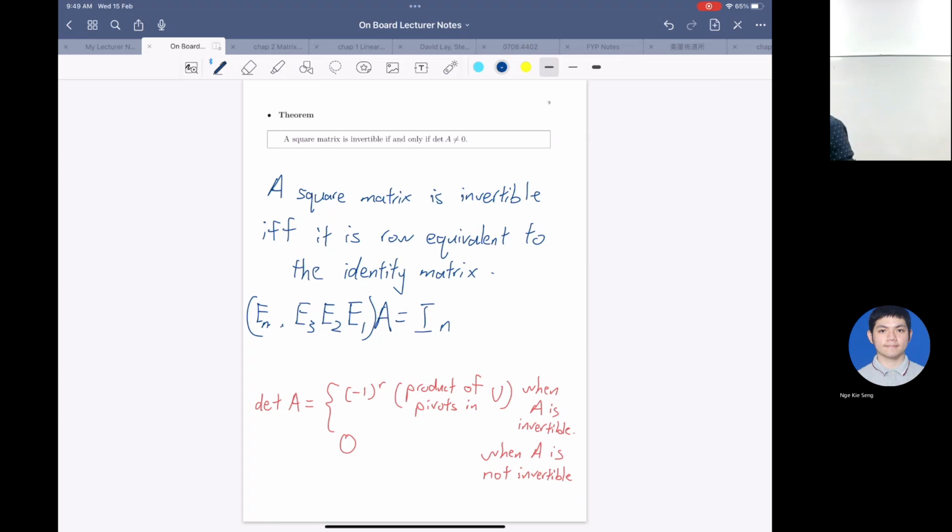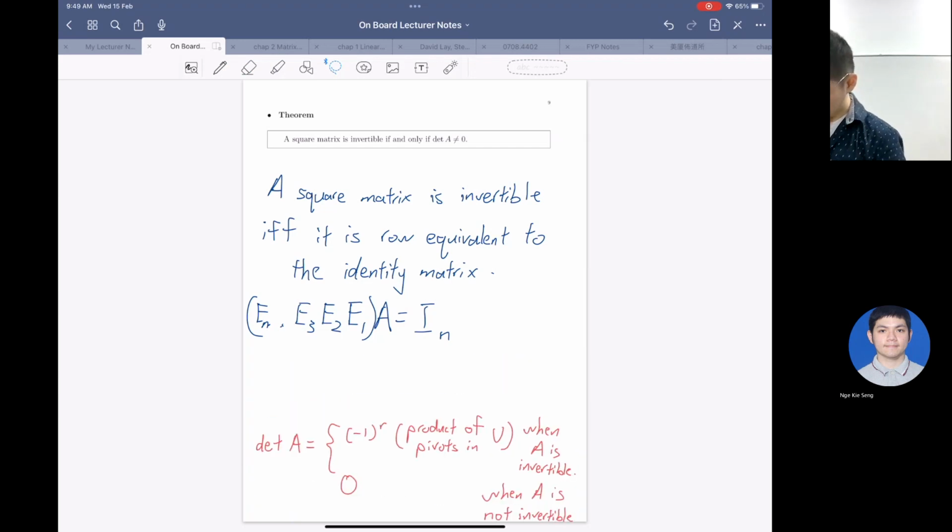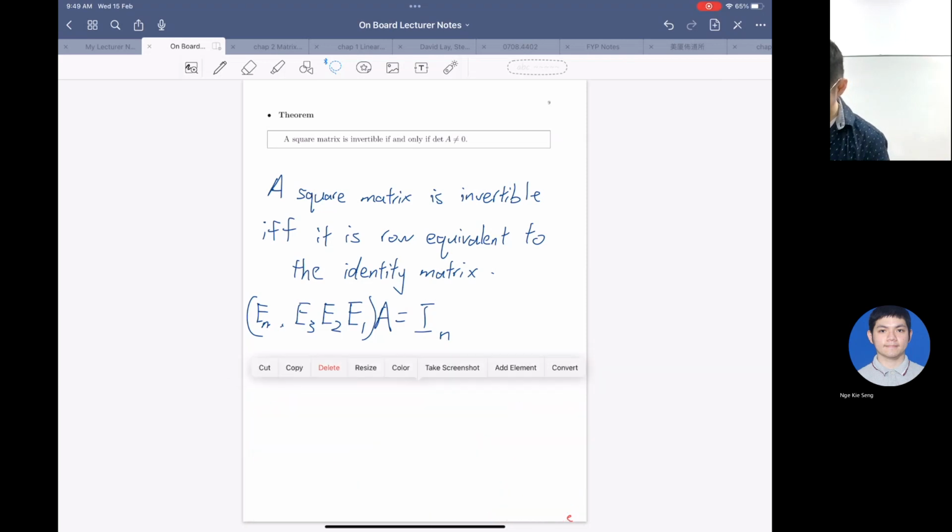So in this case, let's compute the determinant of both sides.